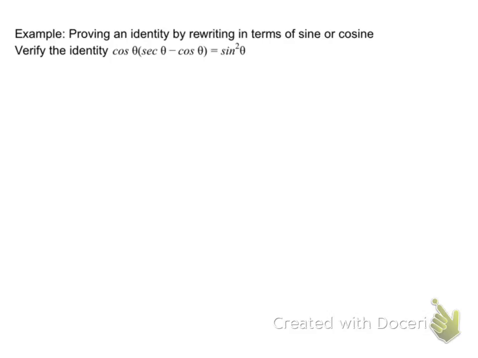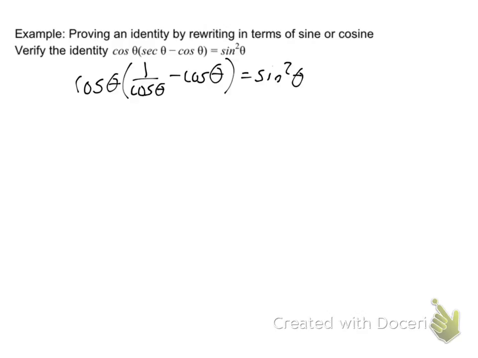And so, we have our identity. Hopefully everybody recognizes that you got cosine theta times secant theta minus cosine theta equals sine squared theta. Which side looks more complicated? The left side. So that's the side that we're going to work with. It says, in our directions at least, if you change them to sines and cosines, you might have an easier time. We have a secant. A secant is the same as, yes, it's 1 over cosine. So cosine theta times 1 over cosine theta minus cosine theta is equal to sine squared theta.